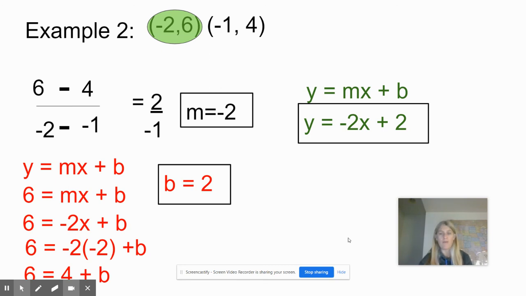So that gives me my first ordered pair. My second, I'm going to plug in a negative 1. Negative 2 times negative 1 is 2, and 2 plus 2 is 4. So I verified that I did it correctly, and I have my equation of the line given 2 points.